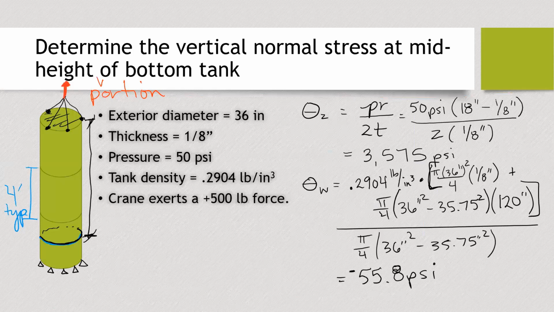So what's going to happen is this force up here, this 500 pounds, because of the way we're attaching it to that tank, is going to put the body of the tank into tension. So we can say the stress caused by the crane is going to be a tension, so it's positive 500, and we're going to divide it by the cross-sectional area.